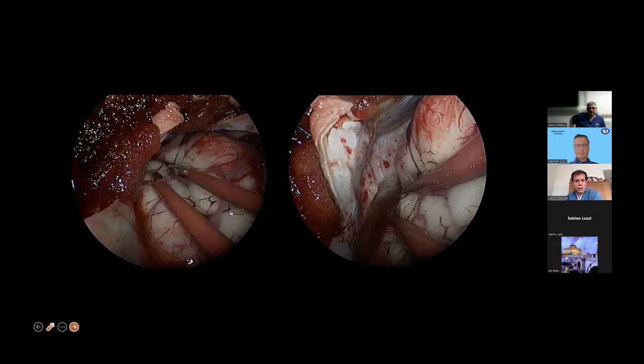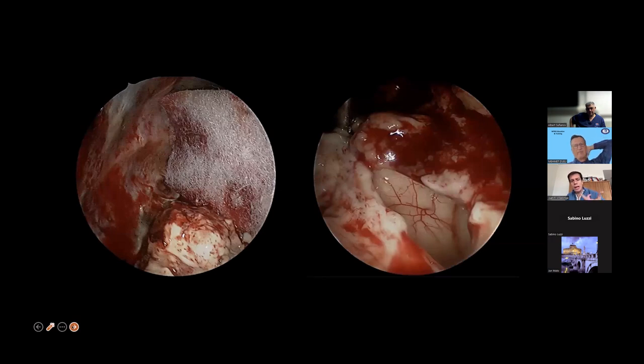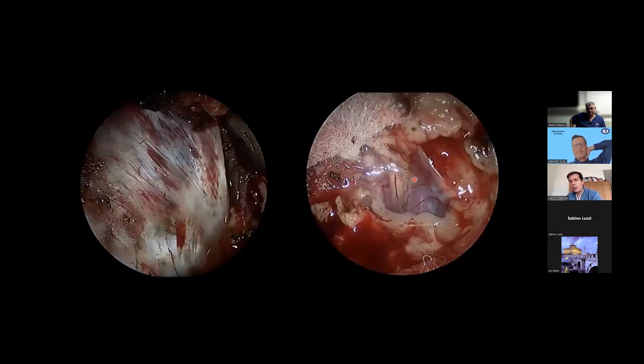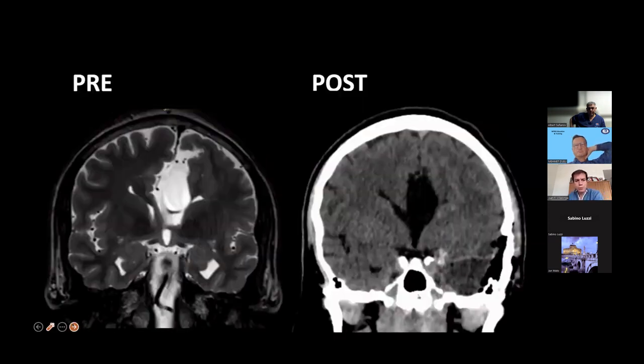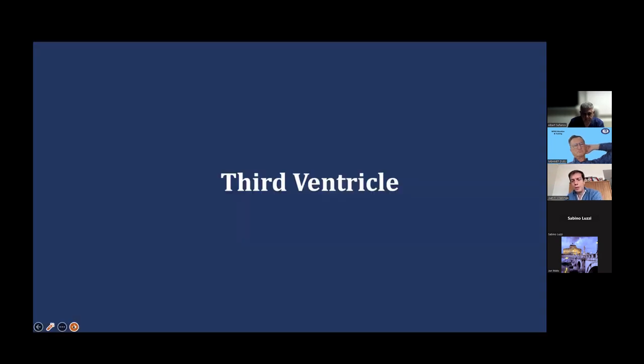And now we work in the temporal lobe. After opening the temporal horn, this is the choroid plexus, the amygdaloid nucleus, and the hippocampus. After resecting this, I can observe the vessels in the crura and quadrigeminal cistern, and this is the free tentorial edge after amygdala and hippocampus resection. The pre and post neuroimaging, and the patient evolved without seizures and without neurological deficit.